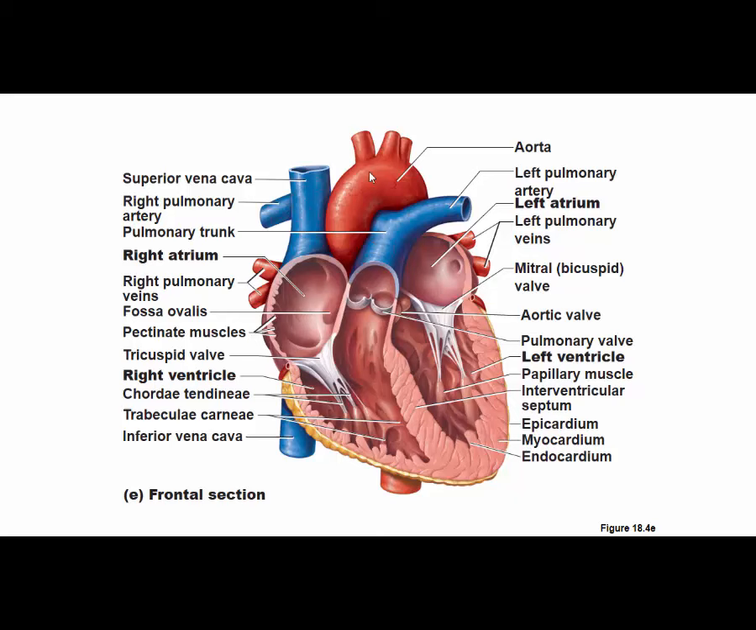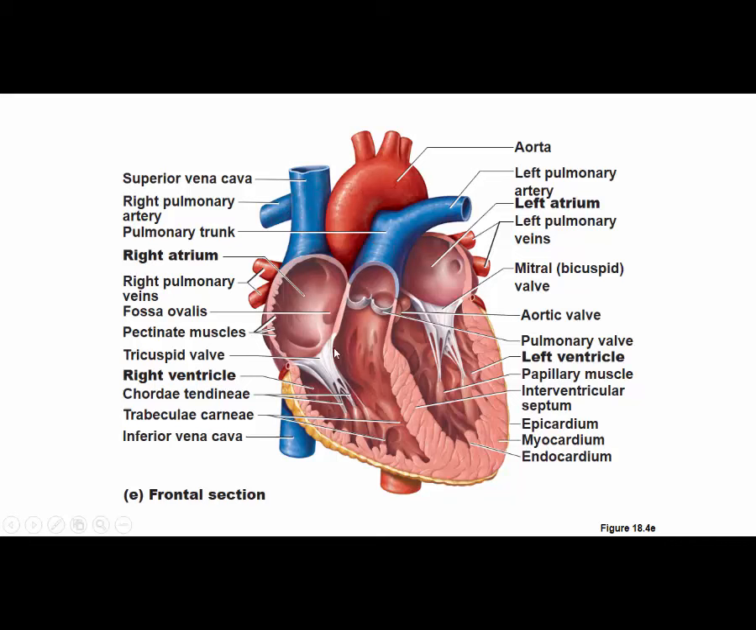So if we slice away the front side of the heart, we can see the insides of these chambers. We can see that the right ventricle is here, left ventricle is here. There's the AV valve. So this is the tricuspid or right AV valve. This is the mitral valve or the left AV valve. They have these special chordae tendineae to prevent them from flapping up into the atria when blood passes through them.